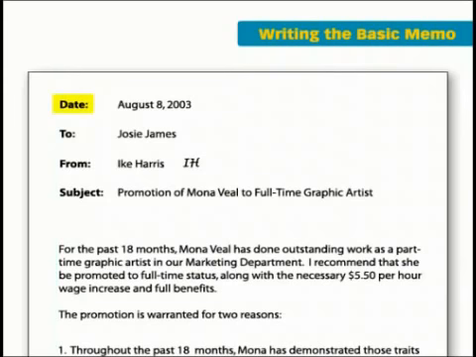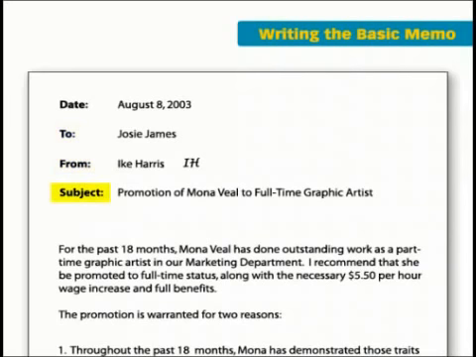The date line indicates when the memo was written. Use the full date, not abbreviations or other short forms. The to and from lines identify the intended reader and the writer. Make sure to spell these correctly and present them in parallel fashion. As a general rule, use full names. As the writer, initial next to your name to personalize the memo.